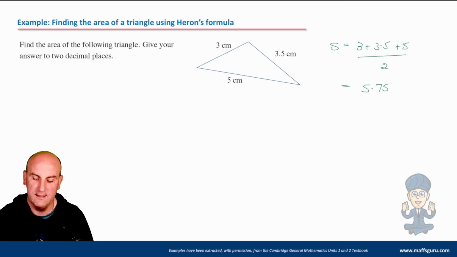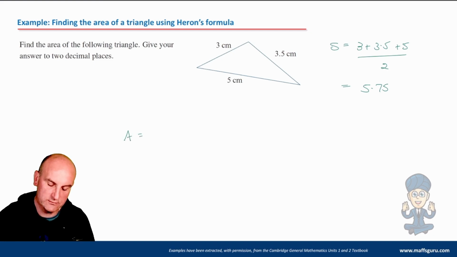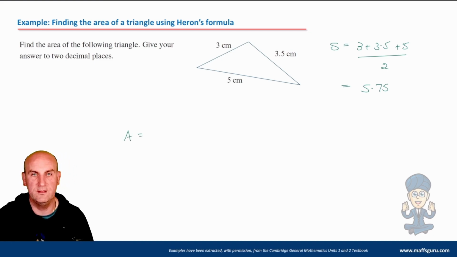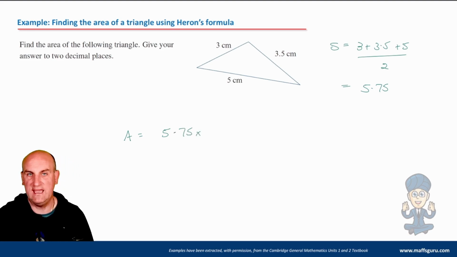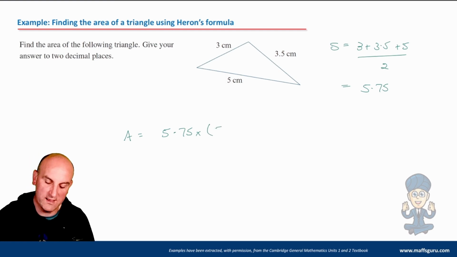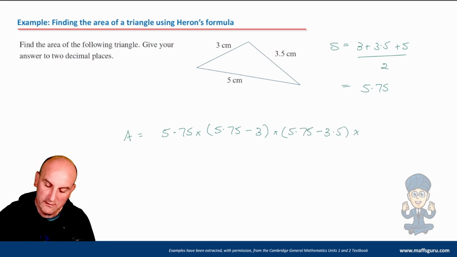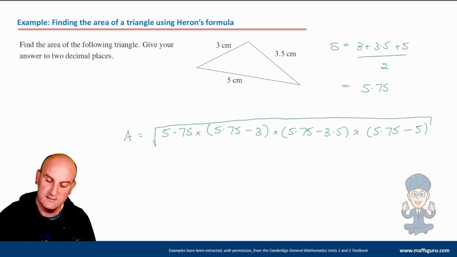5.75. Turning that off. And it says that my area is equal to the square root of, I'm going to leave that for a moment, S, which is 5.75, times S minus A. Now what it means is therefore do 5.75 minus your first length, times 5.75 minus my second length, which was 3.5, times 5.75 minus my last length, which is 5. And now I'm going to draw my square root sign over it so that it knows.